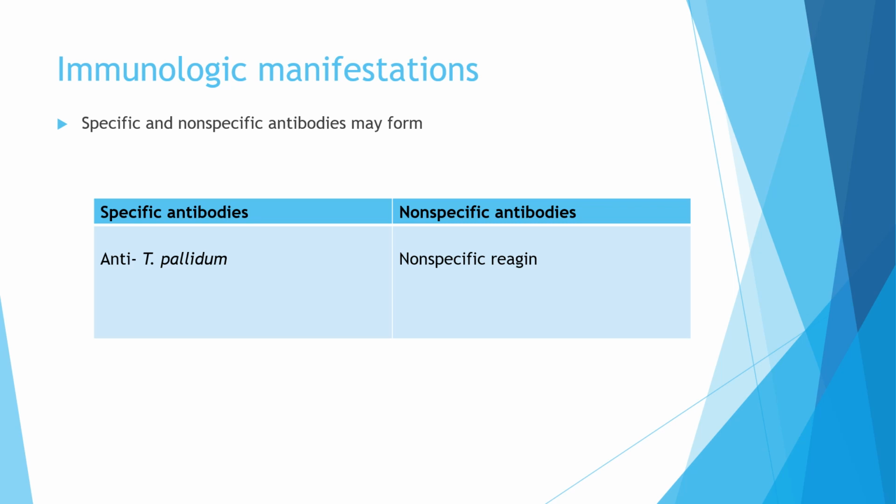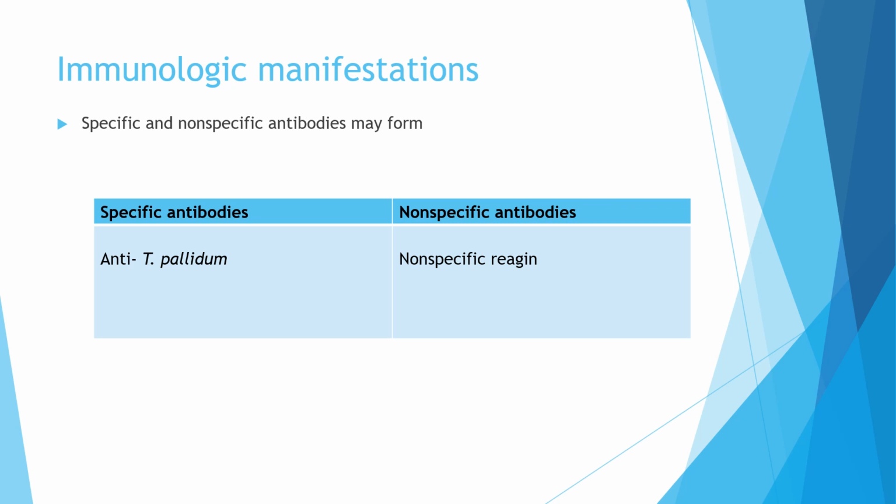Here we can look for specific and non-specific antibodies from the disease syphilis. A specific antibody that is looked for to diagnose syphilis would be anti-Treponema pallidum. A non-specific antibody can be non-specific reagent. Anti-Treponema pallidum is seen in the Treponema pallidum particle agglutination test or in the fluorescent Treponema pallidum antibody test.